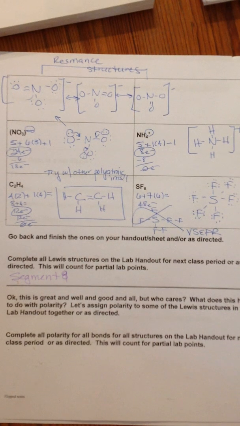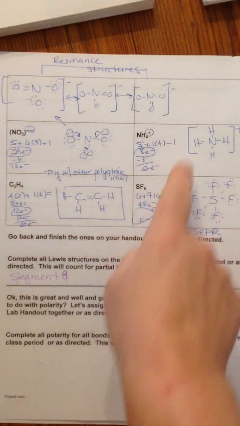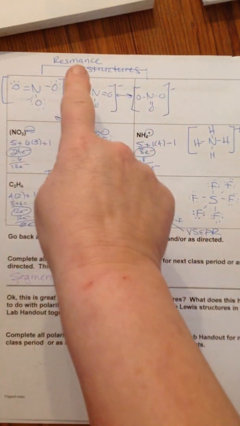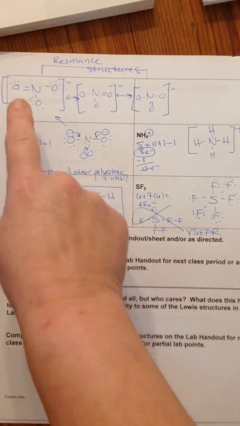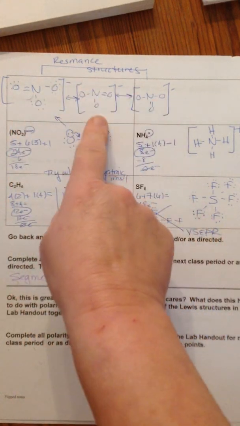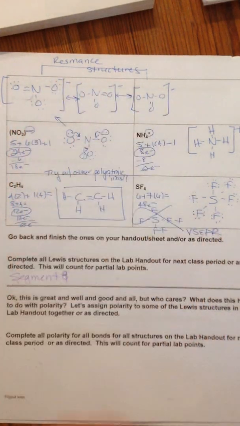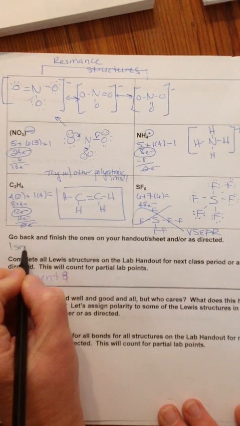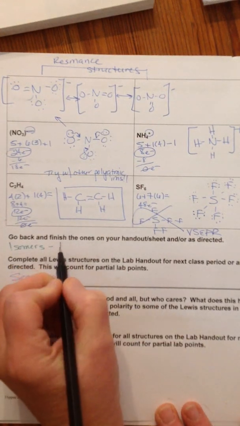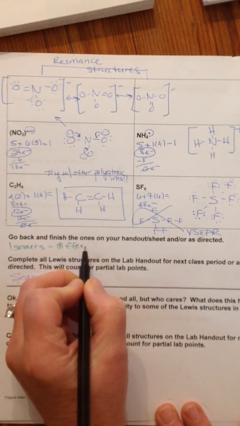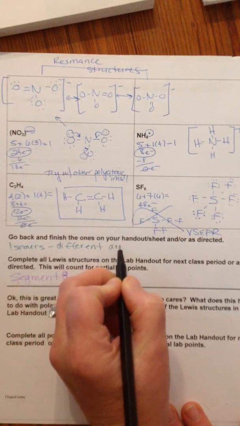In the last segment, we talked about how to make our Lewis structures. Sometimes we have resonance, such as nitrate, in which we have electrons moving from different places, but the arrangement of the atoms has not changed. We're also going to be looking for what we call isomers, in which we're looking for different arrangements of atoms.